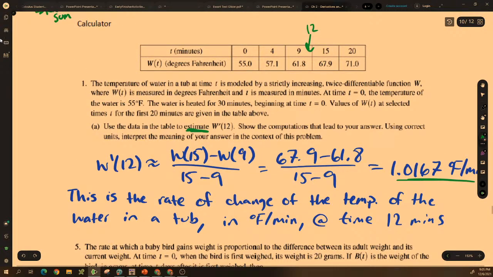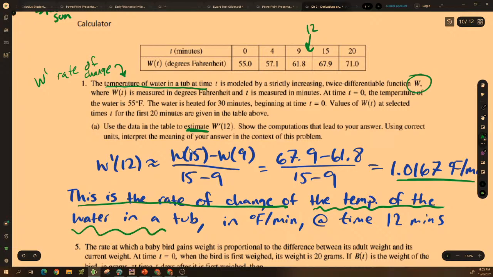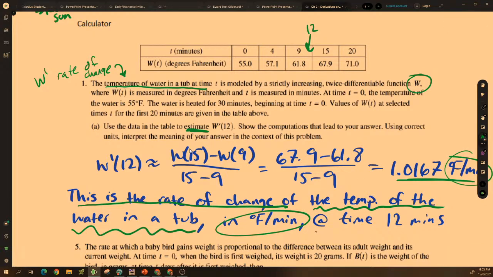So in this problem, W is given as the temperature of water in a tub at time t. And so W prime will always be the rate of change of basically whatever they gave us. And so my kind of template for us is to say this is the rate of change of, right? This is always the start. This is the rate of change of the temperature of the water in a tub. That's what they gave us. And comma, in whatever units we had up here, and at whatever time we're given. So if you answer it this way, you'll always get the full point.